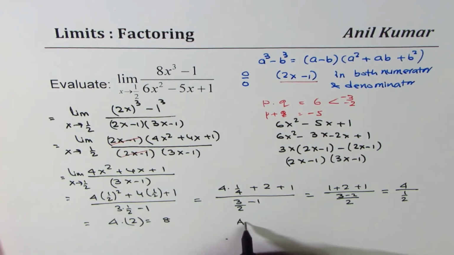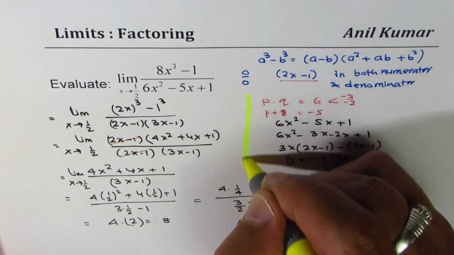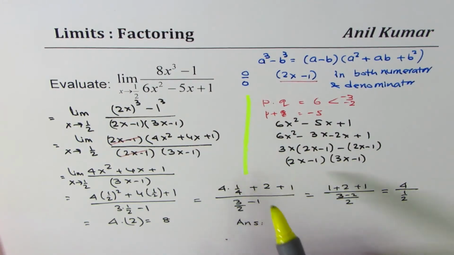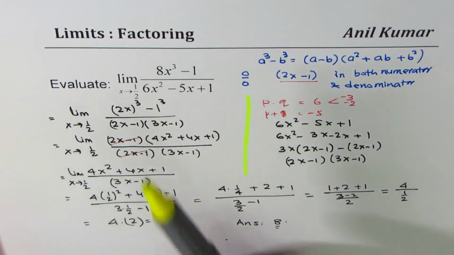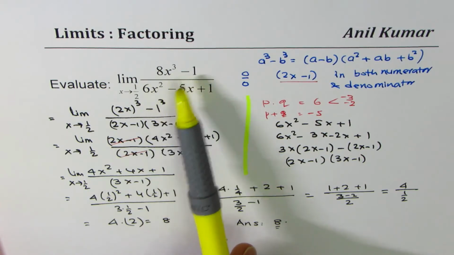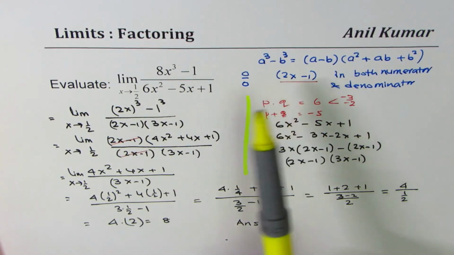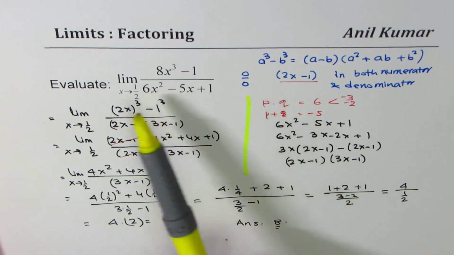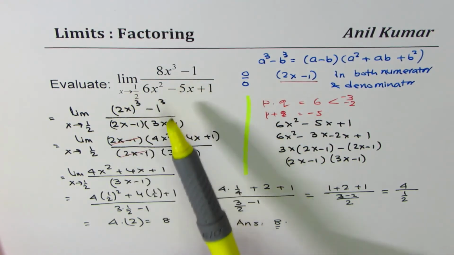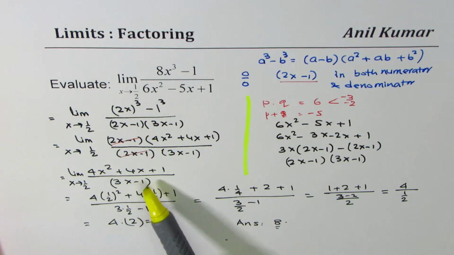So our answer is 6, right? So I hope the steps are absolutely clear. Please go through them once again. The strategy applied here is factoring. The numerator and denominator have a factor 2x minus 1 common. That's why we get 0 over 0 when x approaches half. Once you cancel that factor, then we can substitute half and get the limit.